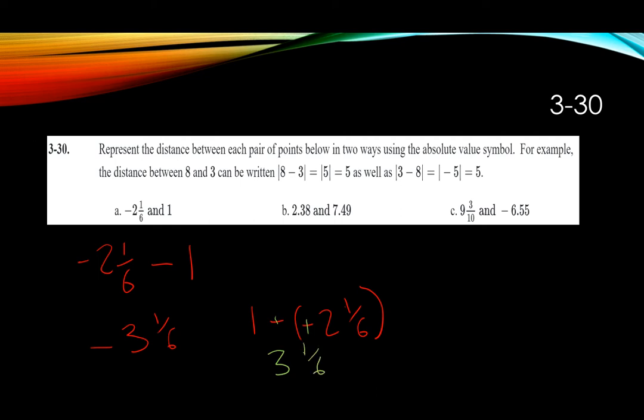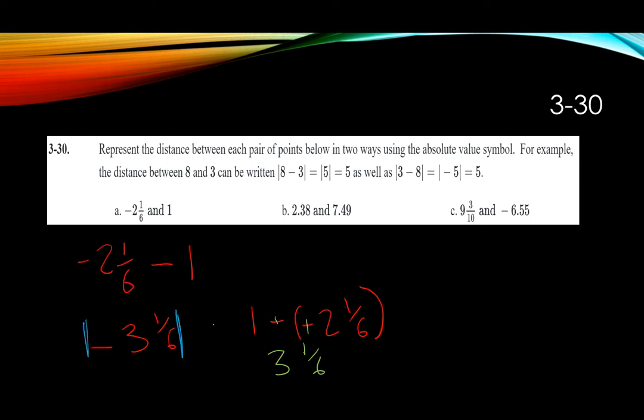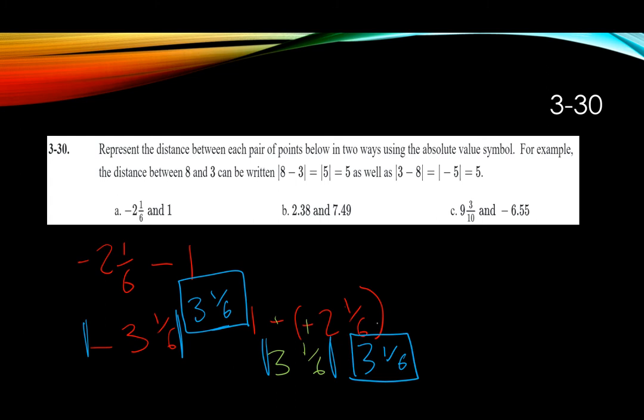So now notice our answers are different in the sense that one's negative, one is positive. But if we take the absolute value, we're going to find that this would turn to 3 and 1/6, and this would remain 3 and 1/6. And so either way, we're going to be getting 3 and 1/6 when we look at the absolute value of the distance between -2 and 1/6 and 1.